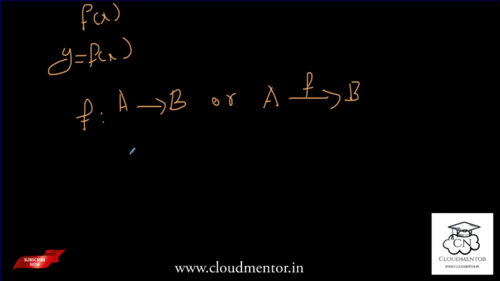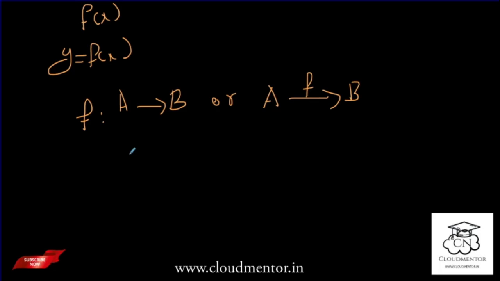Okay, for each and every independent element in A, there corresponds one and only one image in B. That's the second thing to be noted. And the third one: every function is a relation, but every relation may or may not be a function.